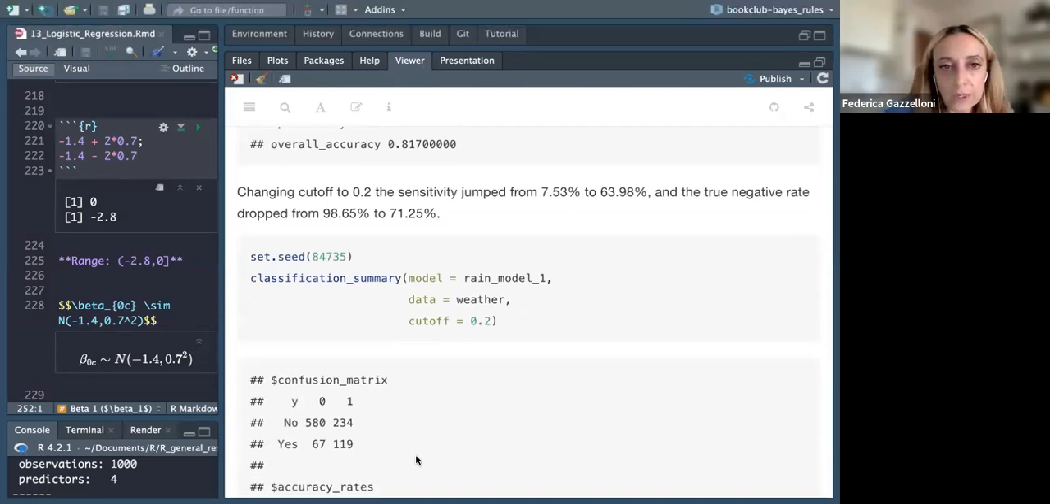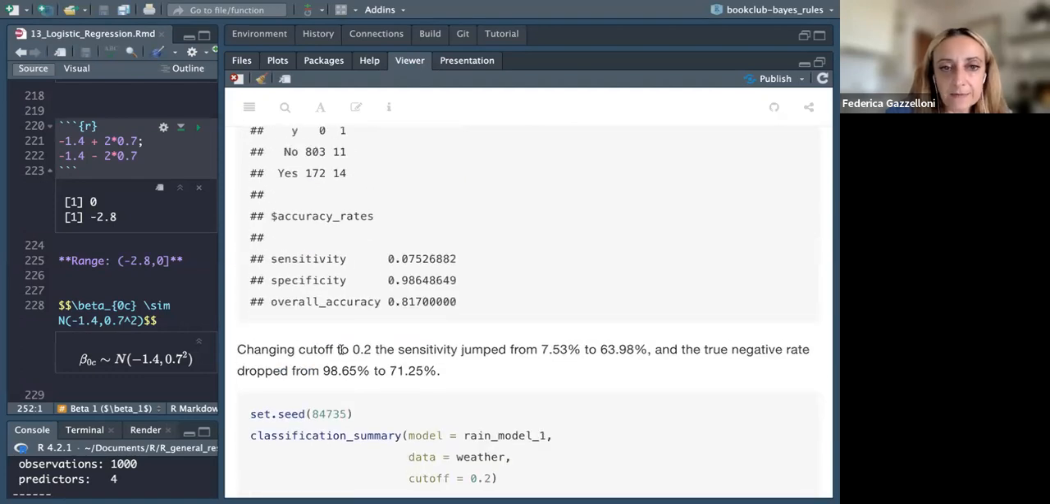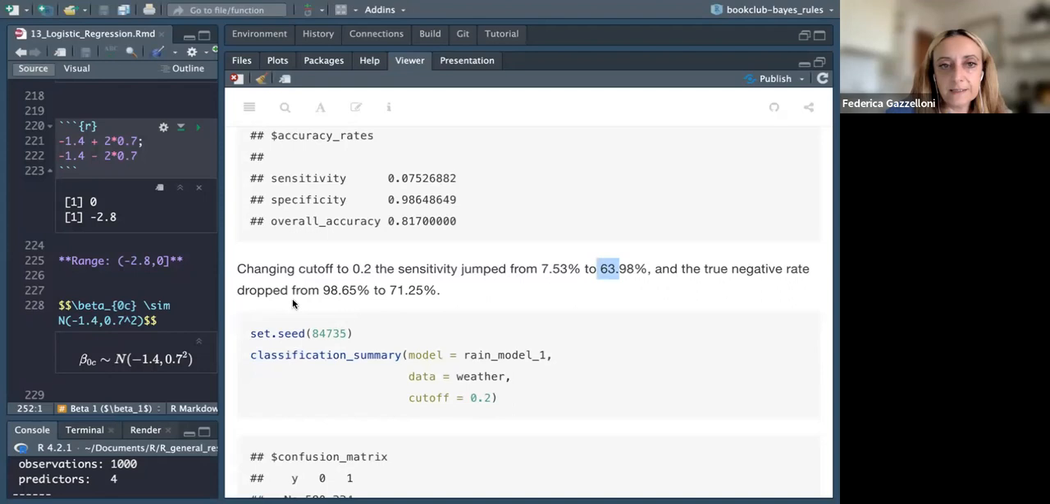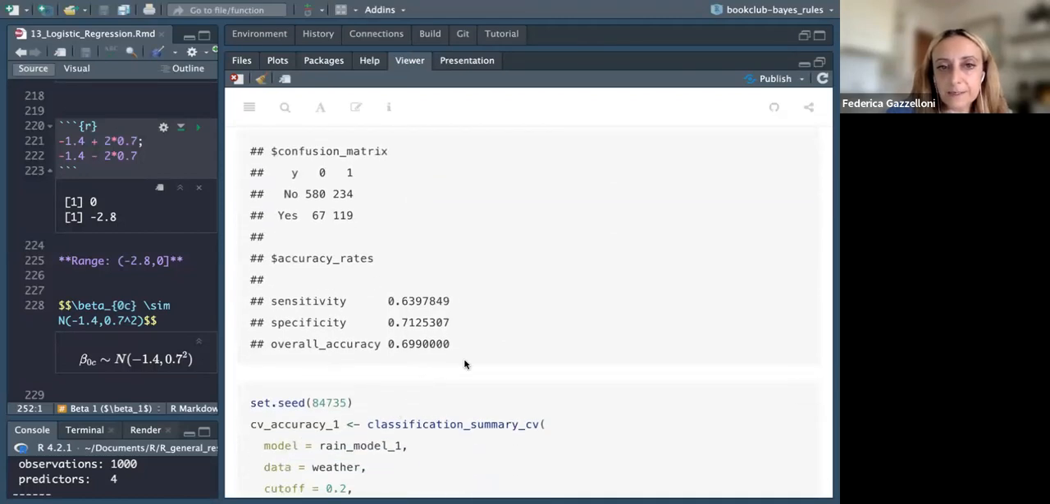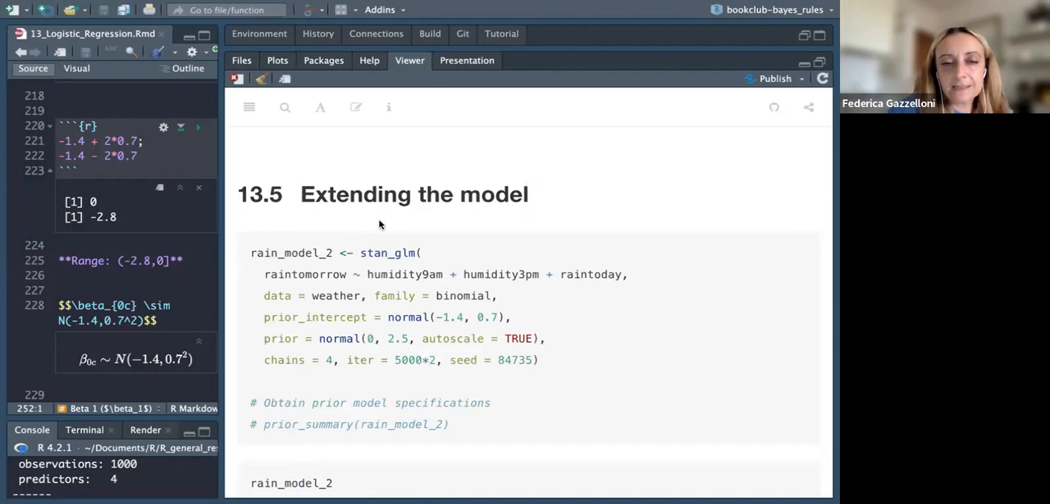So I'll use these few minutes, because this is basically the confirmation that we can have a look at the cutoff that we assign. There is a function named classification summary. If you change the value of the cutoff, you see that the sensitivity changes from 7 to 63, 64, so a big jump, and the true negative rate drops from 98 to 71. And so here we have some metrics. This is the very last bit of the chapter.